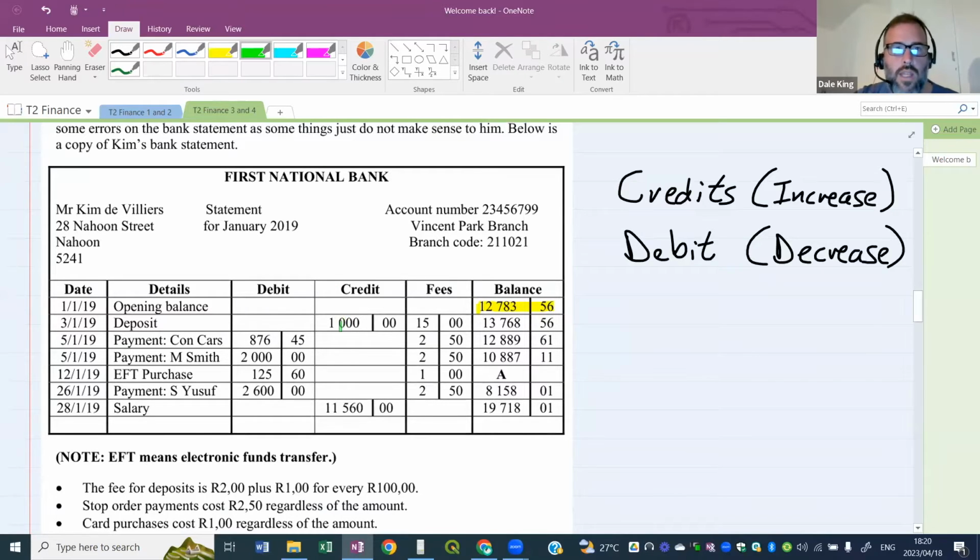I'm going to do green for money coming in and blue for money going out. So a deposit was made on the 3rd of January. That 1,000 Rand deposit came in. It costs you a fee for that. We're not going to work that out. And now this is your new balance. Money came in. It increased the 12,783 to 13,768. Now we're going to go to the next transaction. A payment was made out of the account. You made a payment, a stop order.